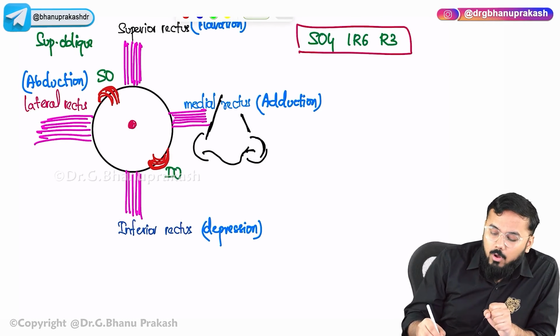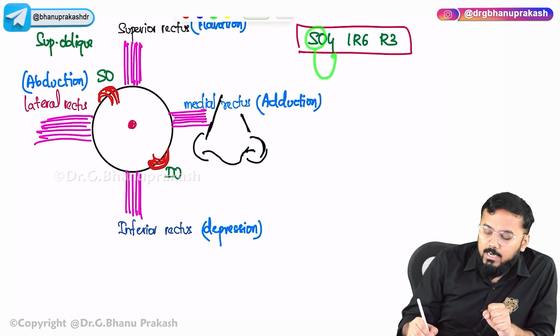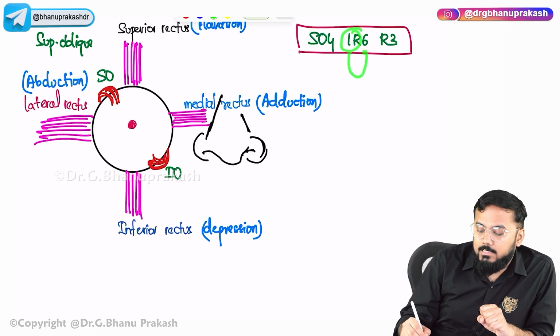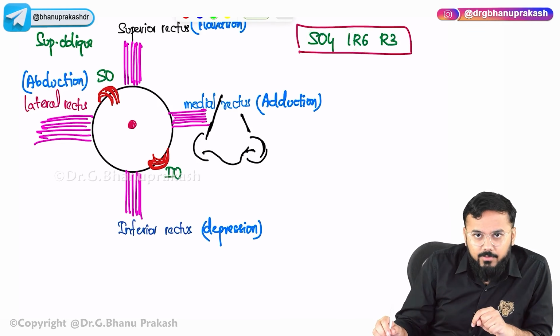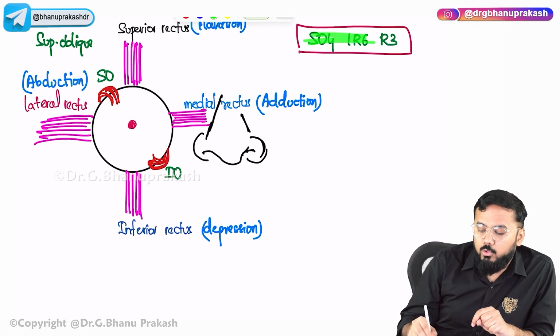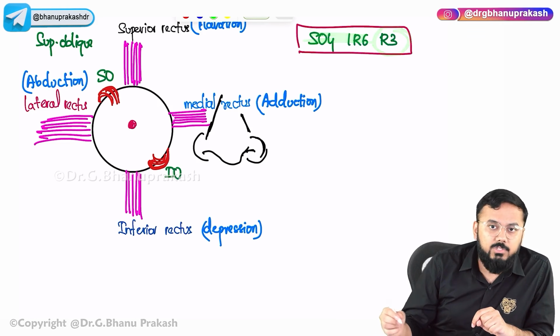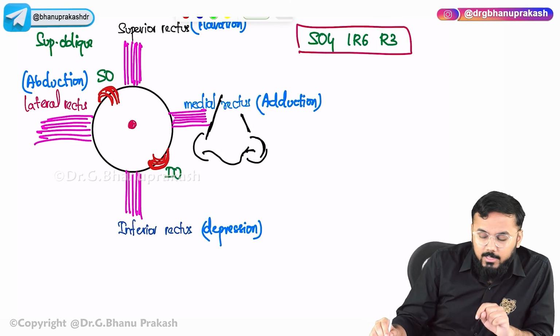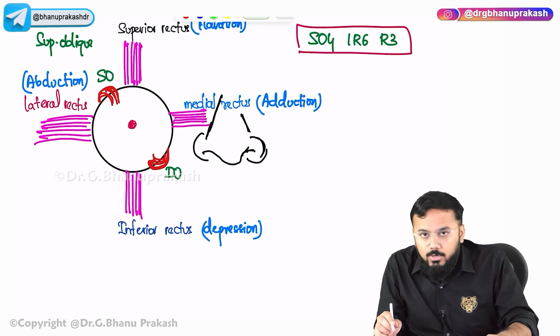So superior oblique is innervated by which nerve? Fourth pair of cranial nerve. Lateral rectus is innervated by which nerve? Sixth pair of cranial nerve. Leaving these two, all the rest, R stands for rest, are innervated by the third pair of cranial nerve. These are the nerve supplies which you need to remember.